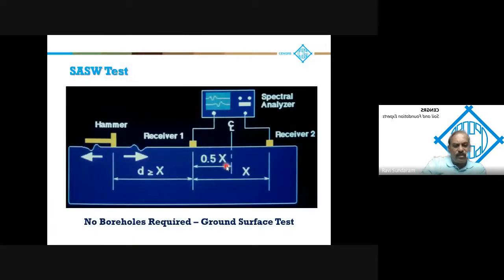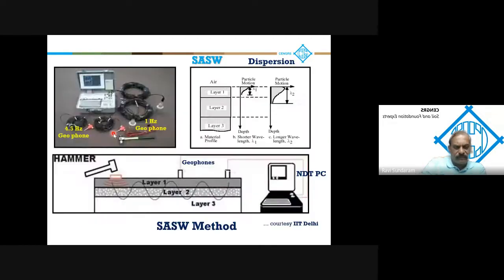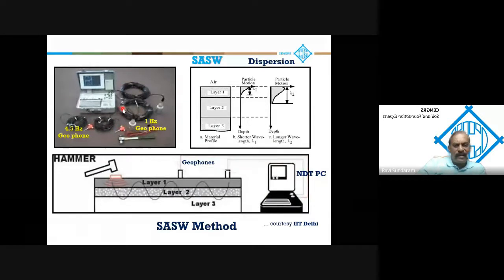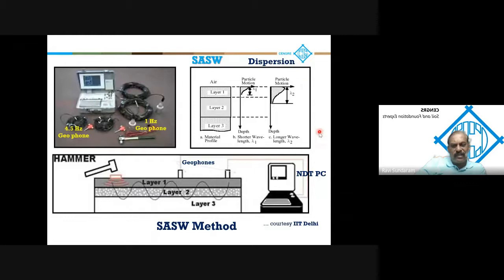The SASW, of course, is a surface test. Again, it is similar to the seismic refraction. It is done along a line. You have receivers and an impact point. So here, this is the system which is used for conducting the test. You have the impact at one point and the wave being generated and received at the geophones along the line. Normally, an array of 24 geophones is used.